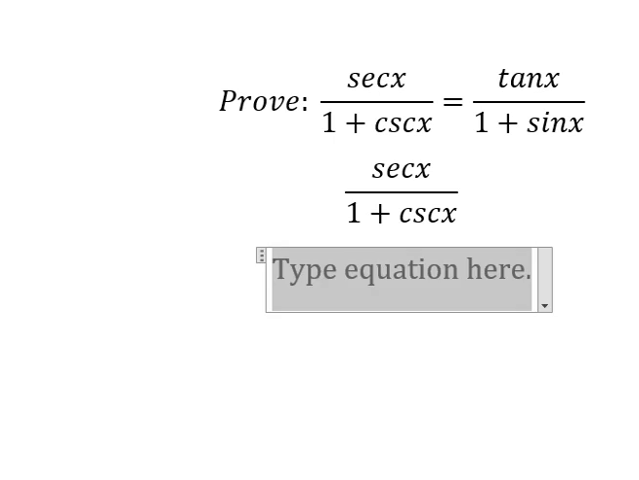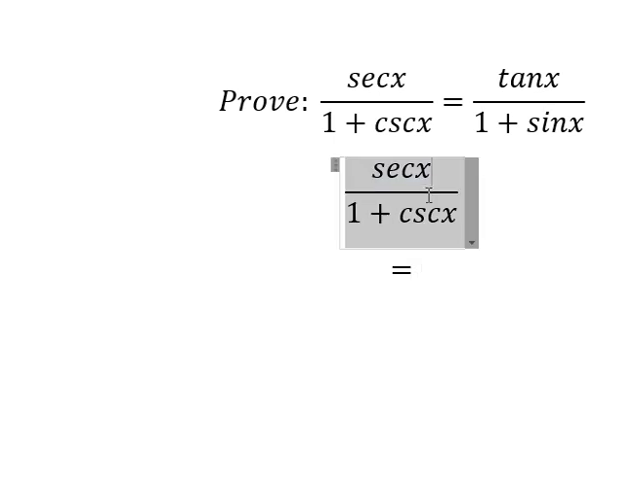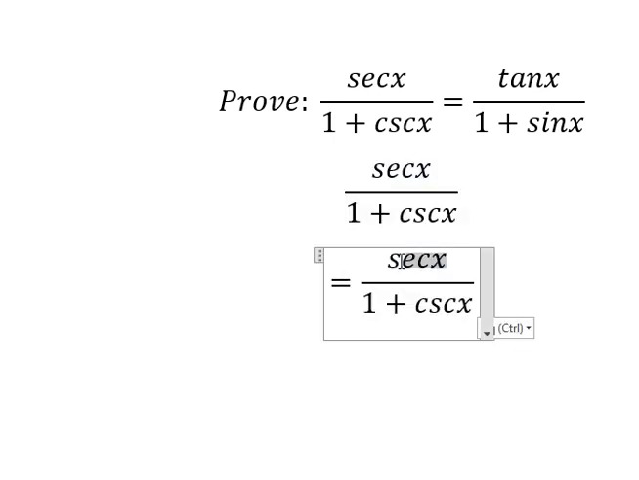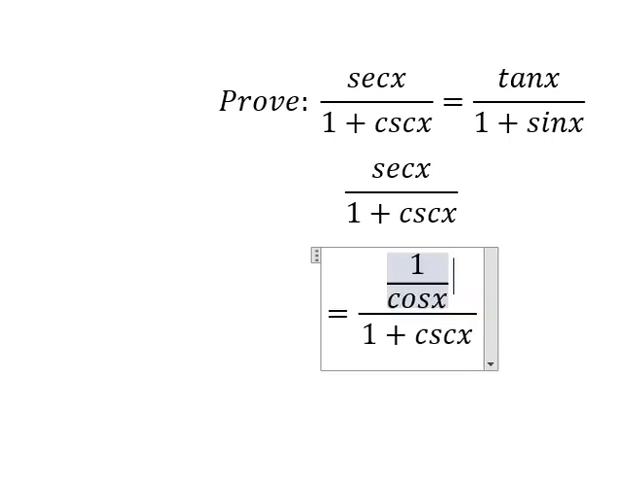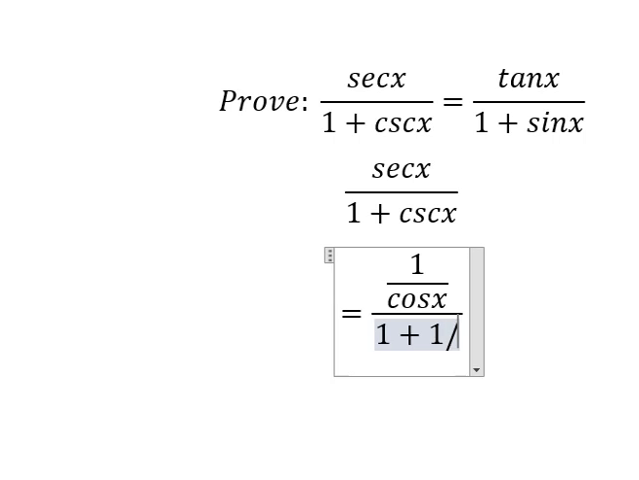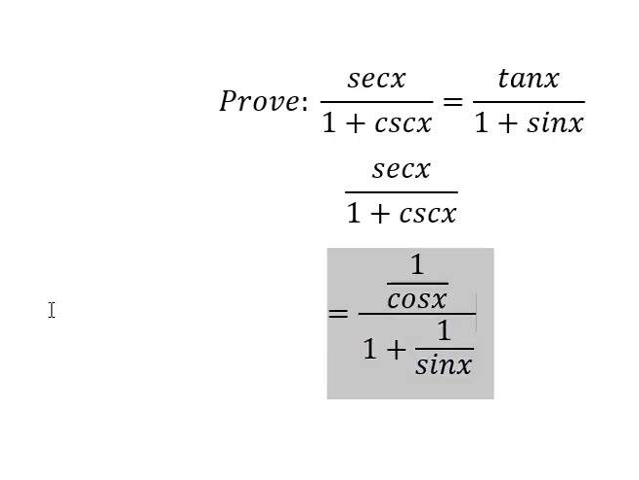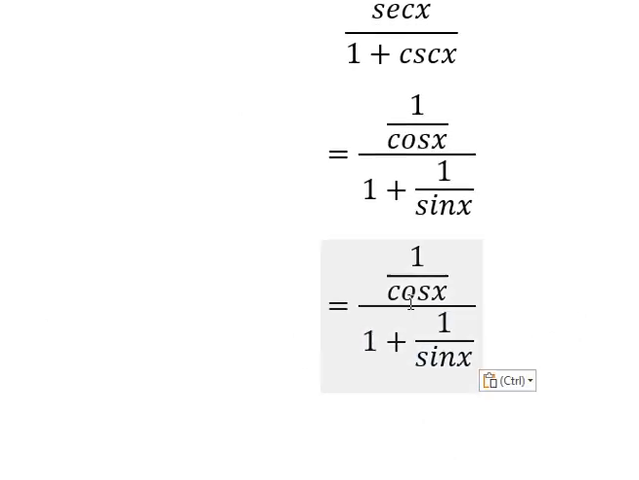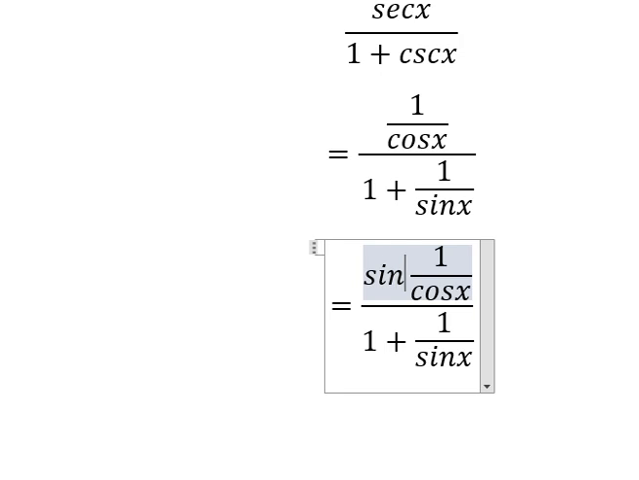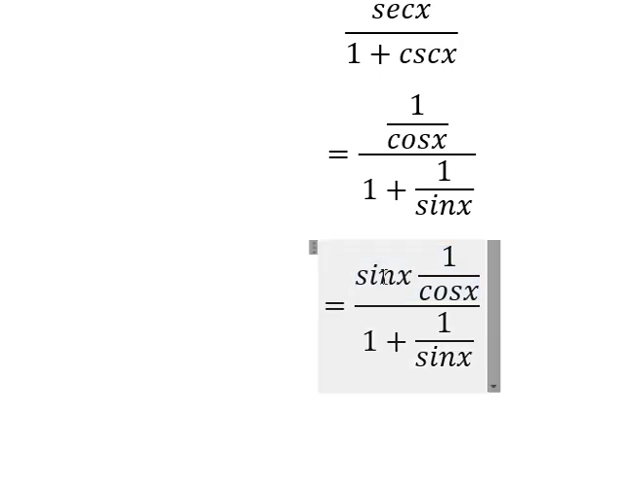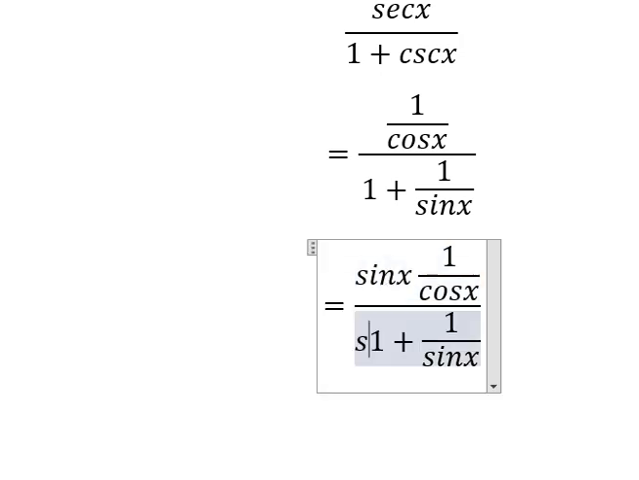So we know that secant of x is 1 over cosine x. Cosecant of x is 1 over sine x. Next, we need to multiply by sine x on the numerator and denominator.